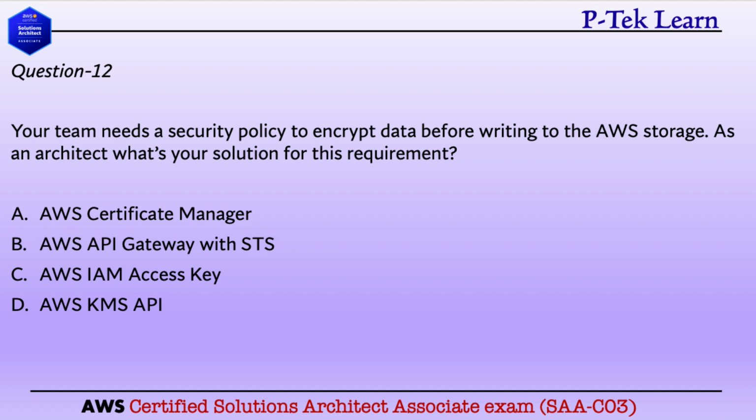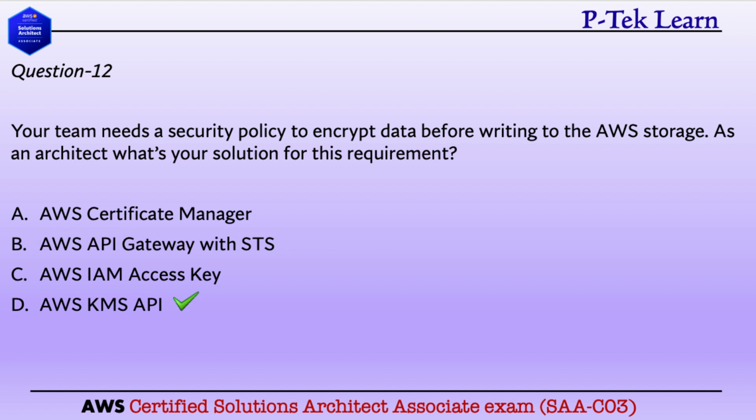Option B, AWS API Gateway with STS. This is also not the right answer because it is used for issuing tokens while using the API Gateway for traffic in transit. Option C, AWS IAM Access Key. This is used for providing secure access to EC2 instances, but not for encrypting the data. Option D, AWS KMS API. This is the right answer.